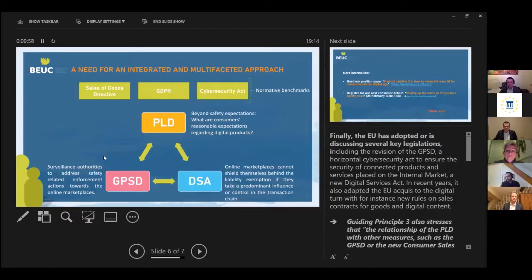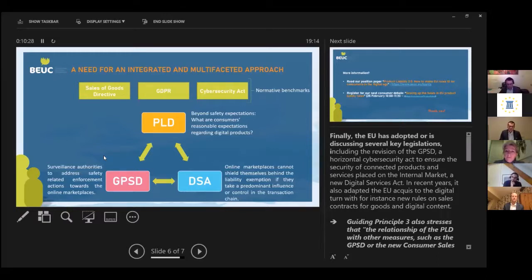On the Digital Services Act, if we make online platforms liable under the PLD, we need to ensure that in the liability regime for intermediaries, these platforms cannot shield themselves and say, we are not liable. So here we also need to make sure that these platforms can be considered liable when they have a prominent influence or control in the transaction.